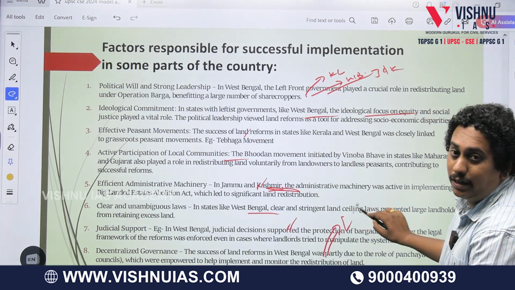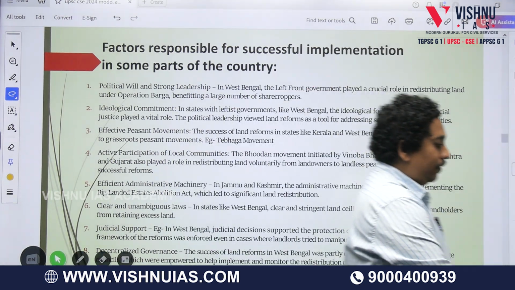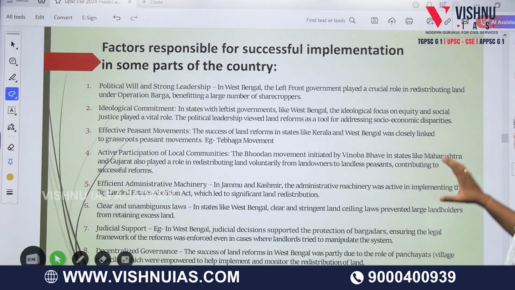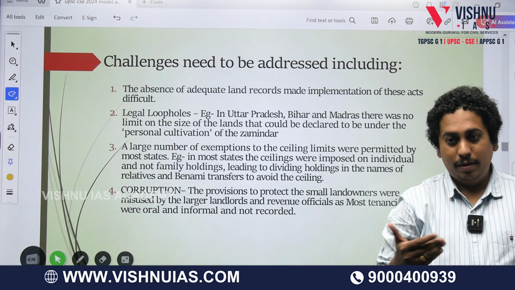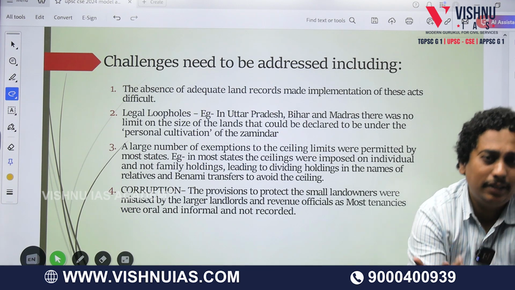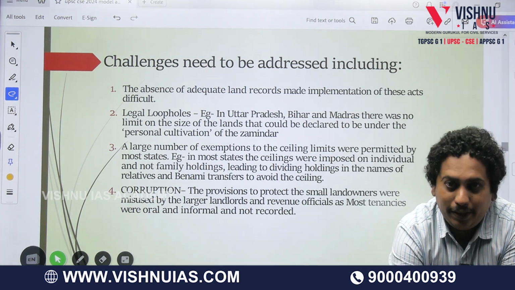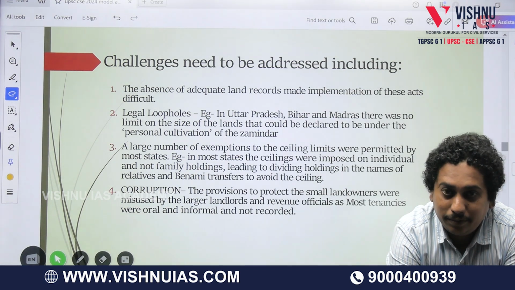What do you mean by decentralized governance? You could have mentioned local self-governments. Local self-governments also you can write. What do you write as the conclusion for such a question? Before writing the conclusion, you should write certain challenges, like it is not successful across the country.